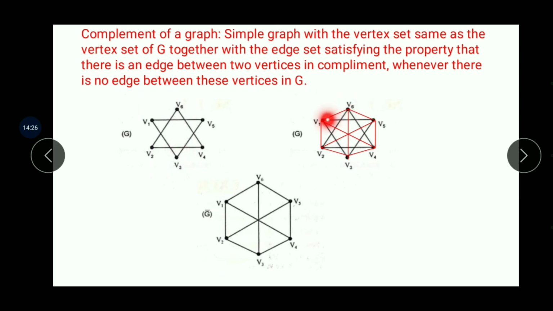So V6 is connected to V1, V3, and V5. Similarly, V1 is connected to V6, V4, V5. V5 is connected to V6, V2, V4. V2 with V1, V6, V5 and V3. V3 is connected to V2, V6 and V4. And we will remove these black lines and only take the red lines here. So we get this graph. And this graph G bar is the complement of this graph G.